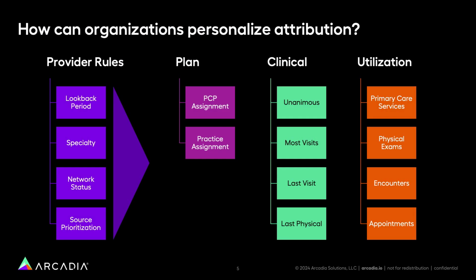Some clients will layer in criteria around network status. So I might say, I'm only tracking the providers in my network. The reports I'm running are only pulling in those providers. So let me add in a filter to only assign patients to those individuals.